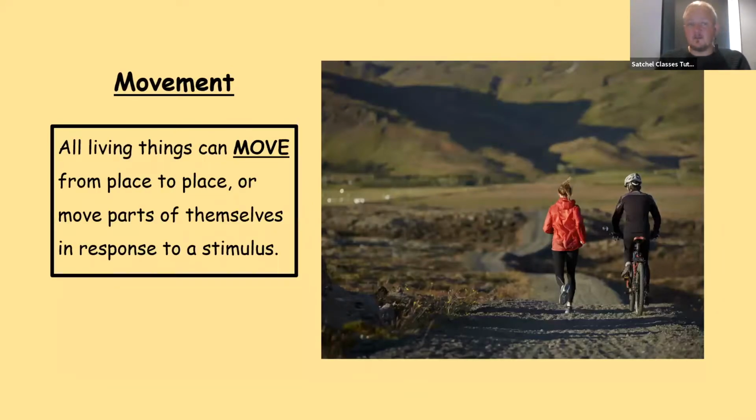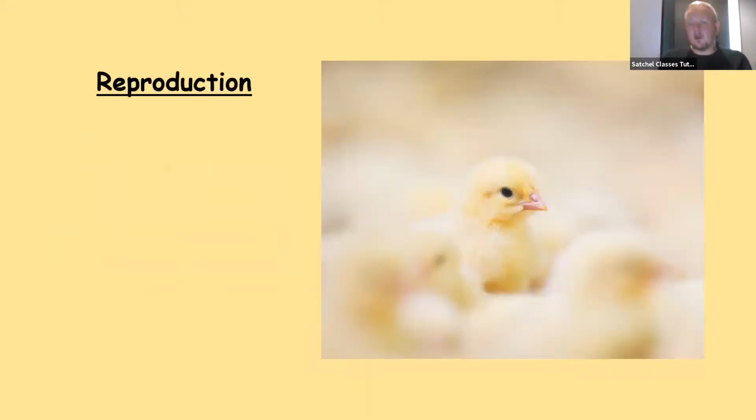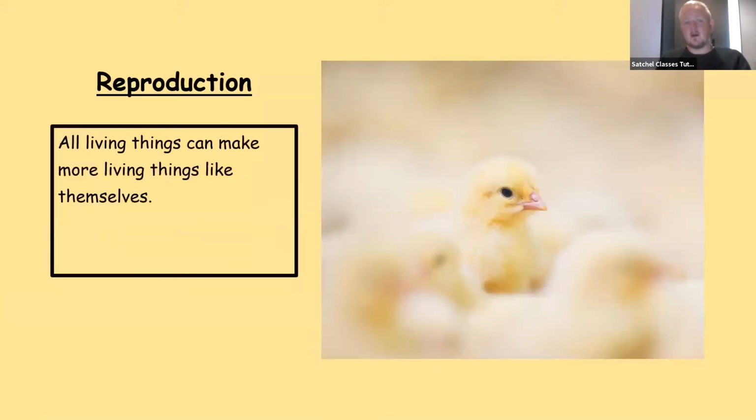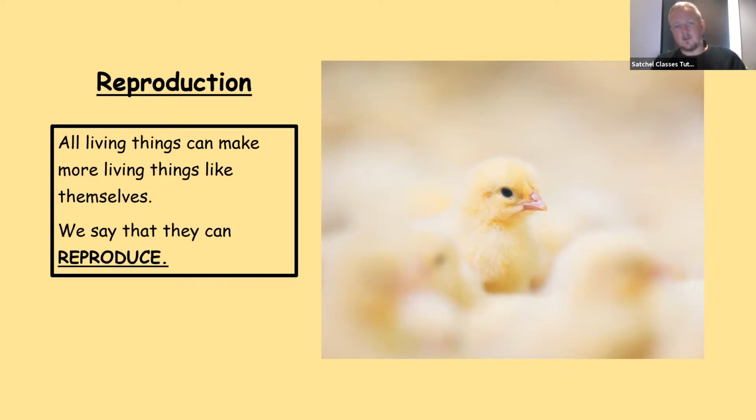Movement. All living things can move from place to place or move parts of themselves in response to a stimulus such as heat or light or pressure or pain. Reproduction. All living things can make more living things like themselves. That means that animals can have baby animals, baby chicken, the picture here. Plants can reproduce using seeds and pollen. We say that the ability for reproduction means that they can make copies of themselves.